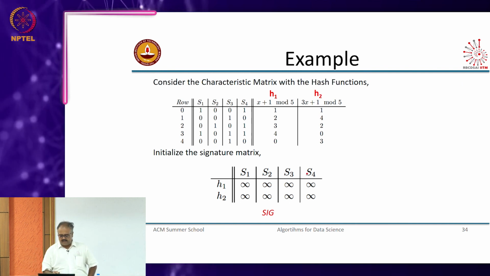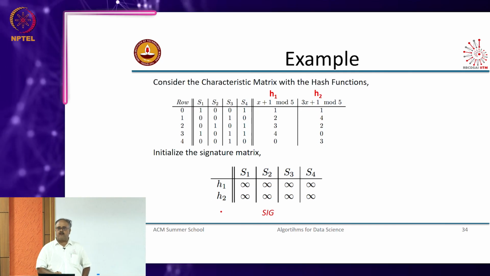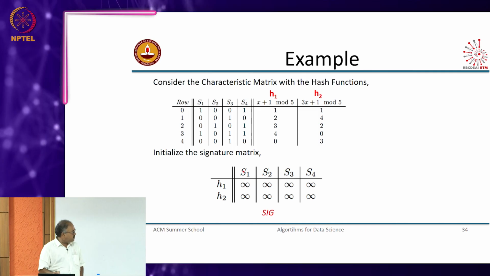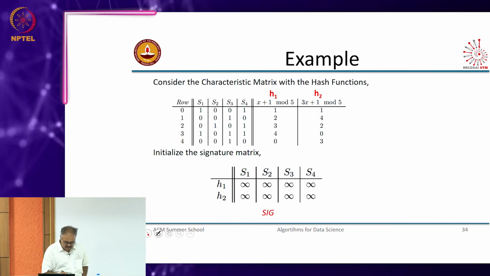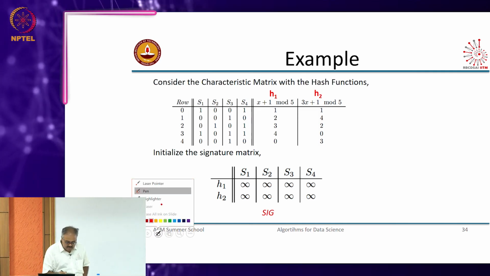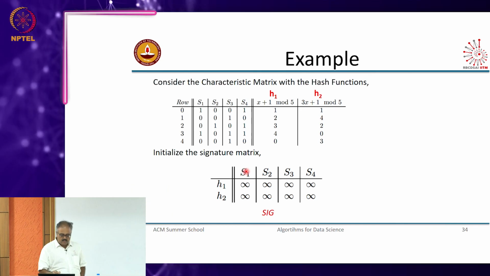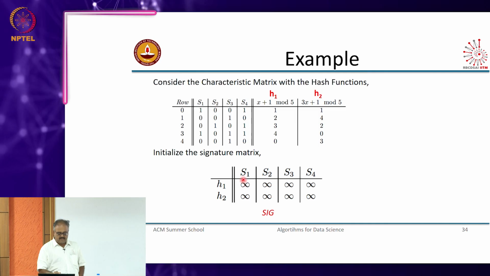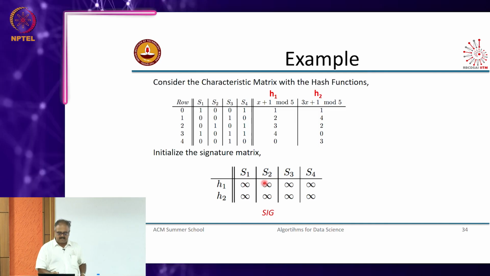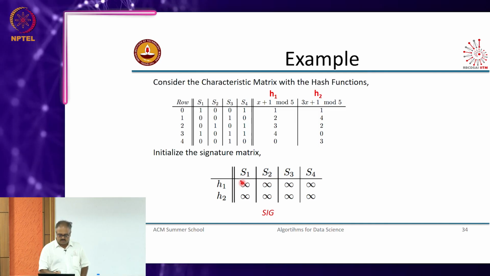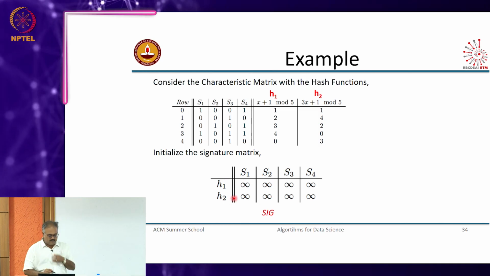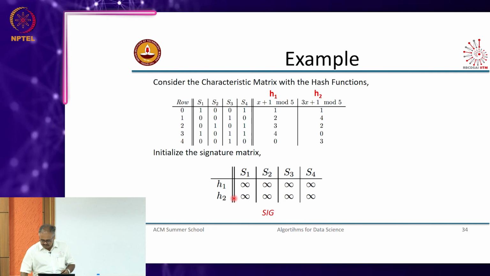You start off by putting in placeholders for all your signature entries. So for every document and for every hash function, right here I just made it into sets, so I don't have to worry about documents. For every set and for every hash function, I put in a placeholder.